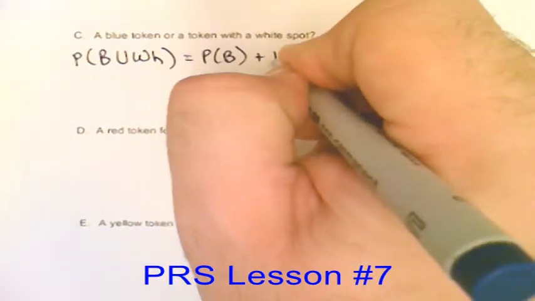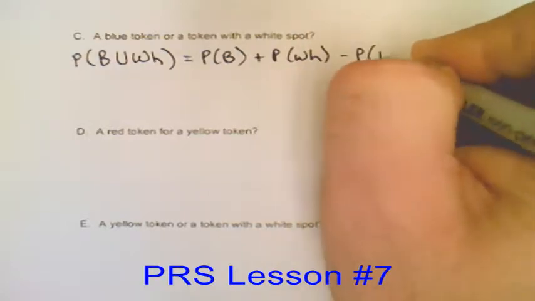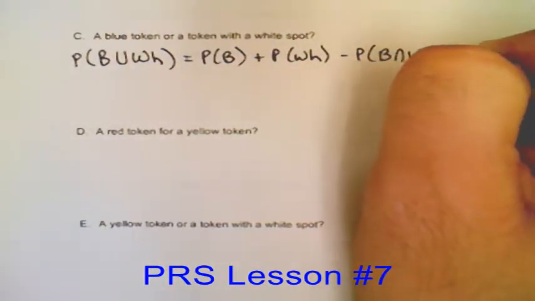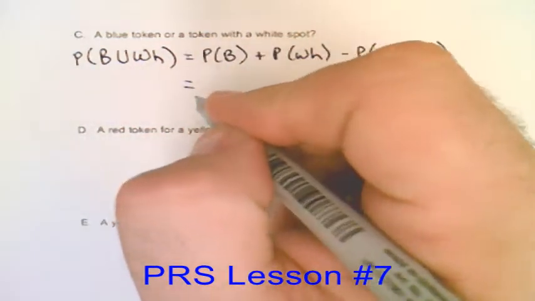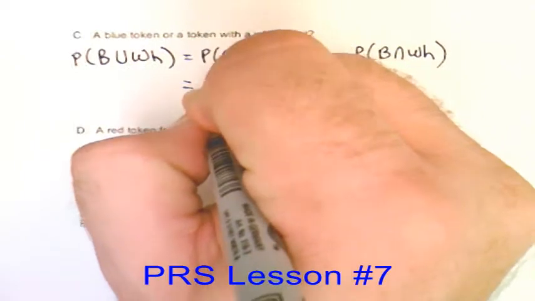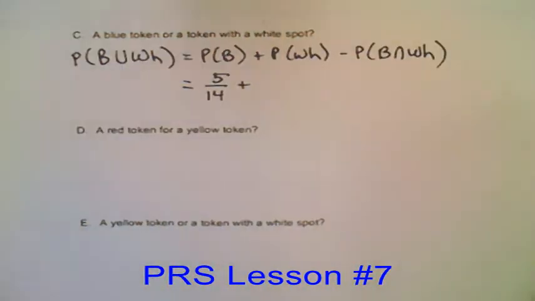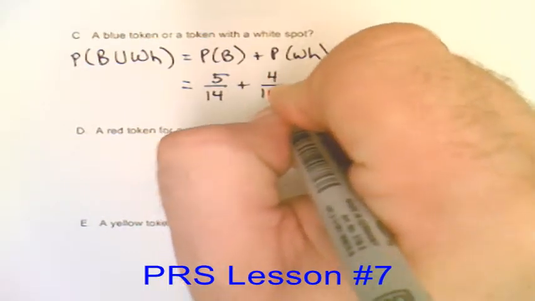So keeping in mind, this is the probability. This could be non-mutually exclusive, so a blue or a white dot. Okay. It's non-mutually exclusive, so I know it's going to be the probability of drawing a blue token plus the probability of drawing a white dotted token, minus the probability of drawing the blue and the white dot.